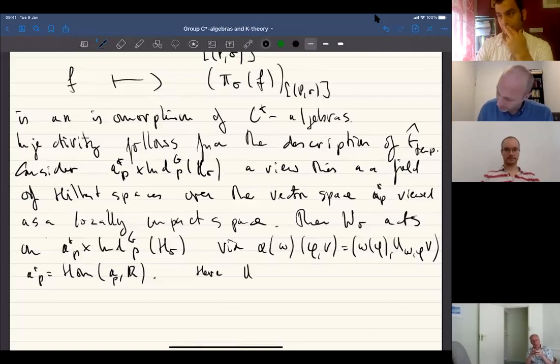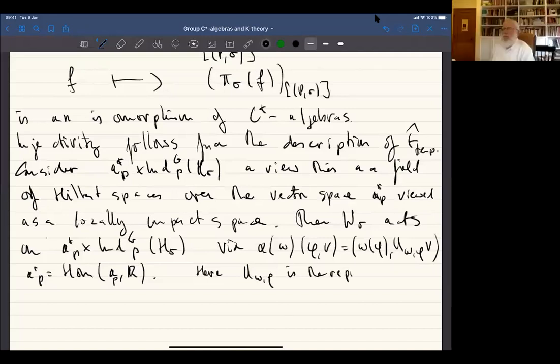Yeah, and U W phi is the representation of W sigma on this space.